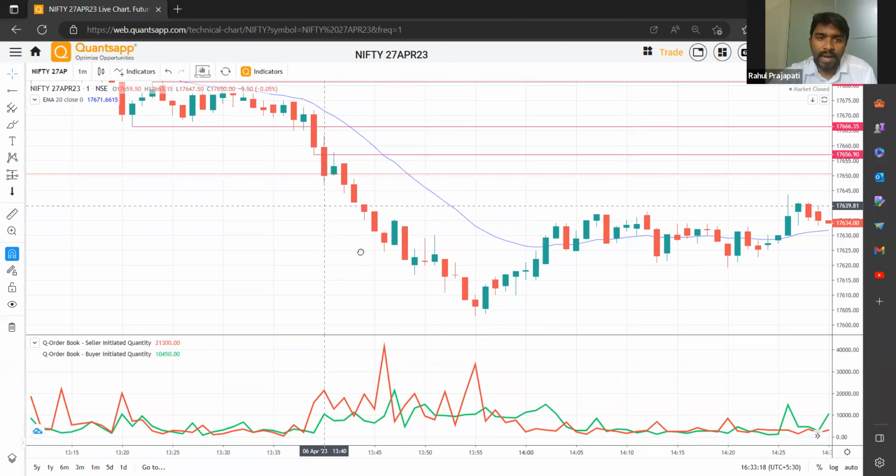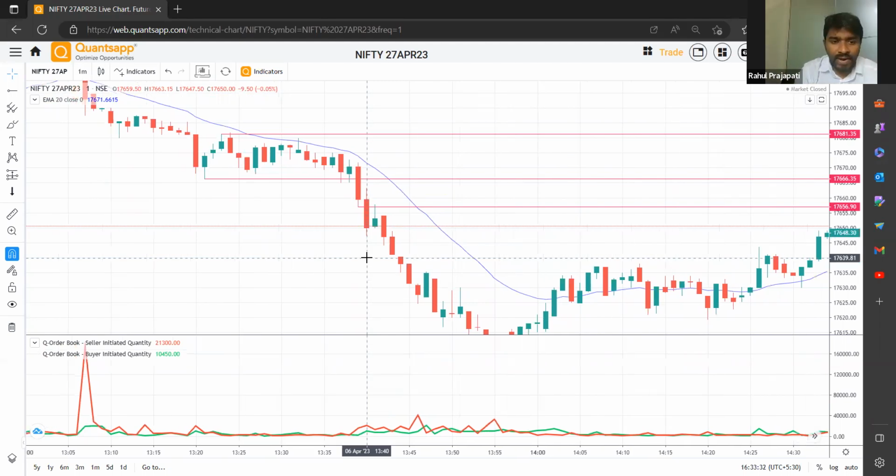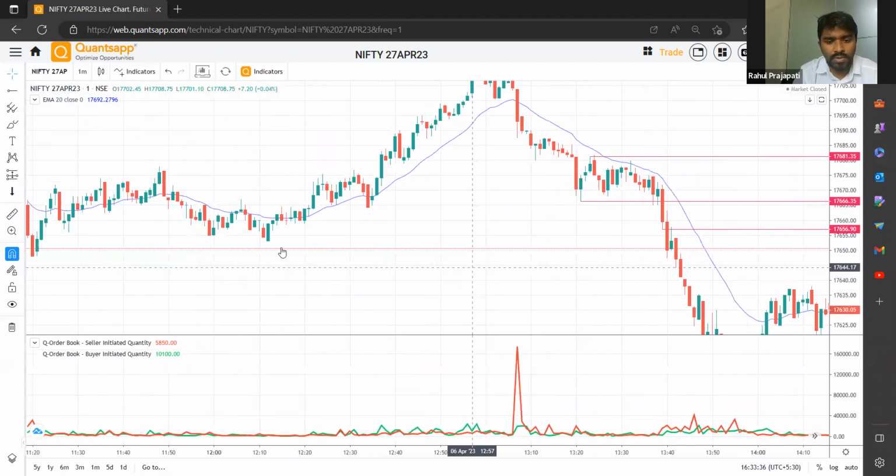So the idea is just to find a small consolidation and wait for the breakout. If the breakout is on the higher side, the buyer ratio should be higher. If the breakdown is on the lower side, the seller ratio should be high. And that is the only trade that you have. You can find multiple trades in a day. You can see a lot of trades will come throughout the day also.